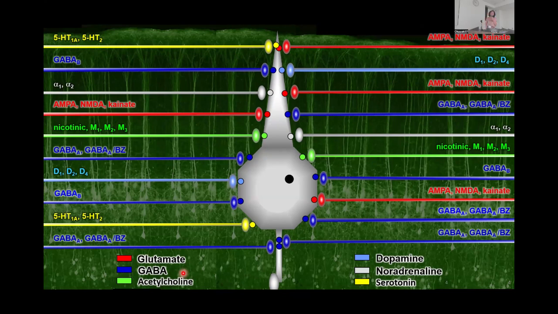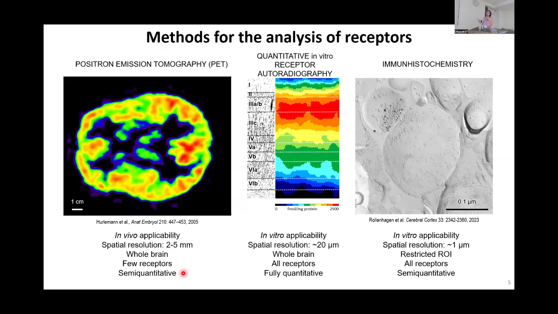Now, these receptors are simply either proteins or protein complexes, and we've got different methods that can be used to visualize them. Here on the left and on the right of the slide, we've got the two spatial ranges that we can cover with the methods. On the left, there's positron emission tomography, which has the lowest spatial resolution, but it has the enormous advantage that it enables in vivo imaging. So we have the time resolution here.